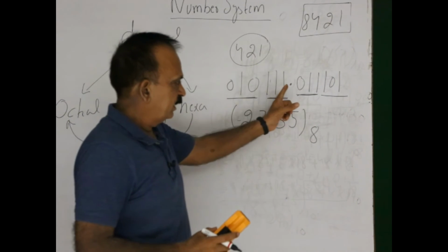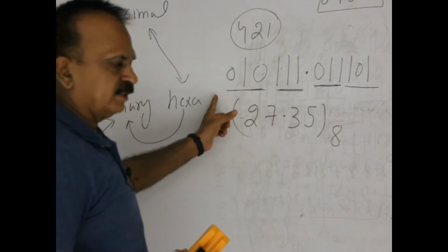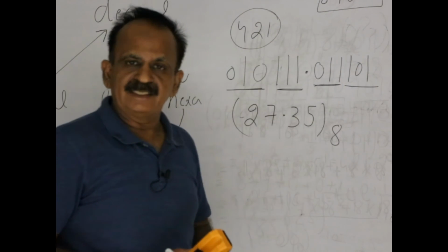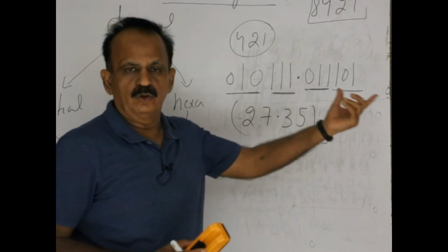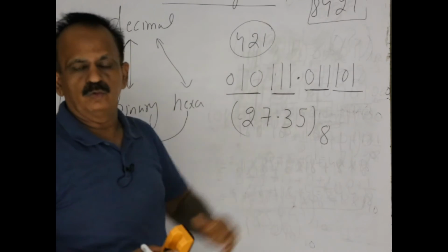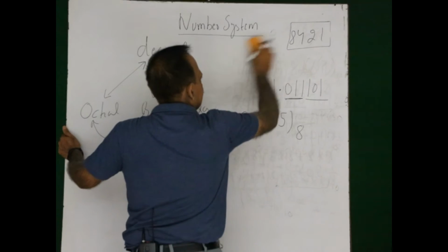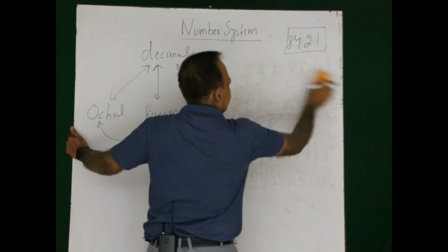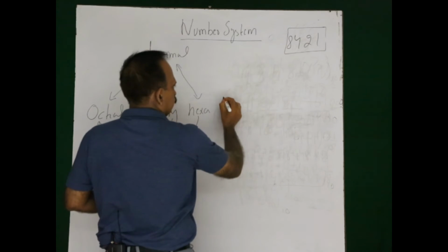So the procedure is: start from the decimal point, prepare groups of 3 bits on either side, add 0 if required, and then convert each group into the equivalent octal digit by using the code 421. The next one is binary to hexadecimal conversion. It is an exactly similar process, but using the code 8421.